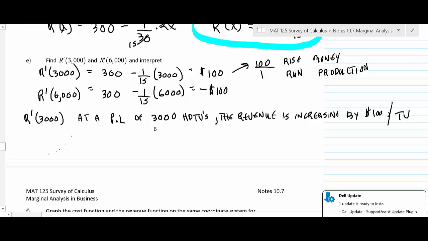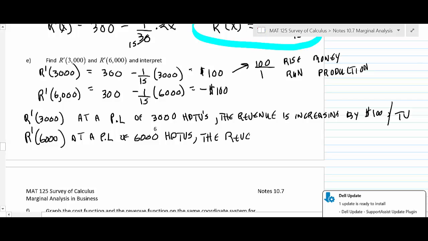Okay, now let's look at R prime of 6,000. You're going to write it in a very similar way. You're going to say at a production level of 6,000 HD TVs, what is the revenue doing? The revenue was negative. What does that tell you? It's decreasing. Okay, so we're going to say the revenue is decreasing by $100 per television, like that. So what's happening on that is your revenue is decreasing as you're producing more and more items, like that. That's the idea behind that. That's how that function models the problem.